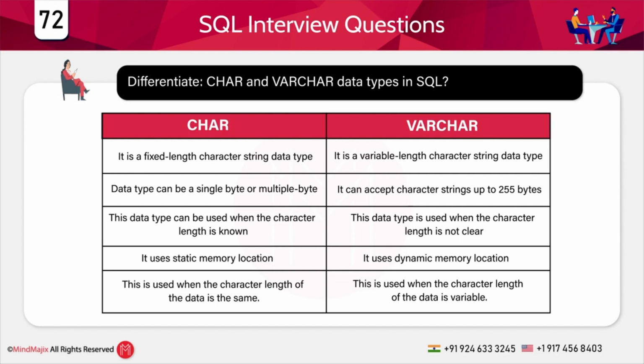The char data type can be used when the length of the character is known, whereas varchar data type is used when the character length is not known beforehand or it is not clear. The char data type uses static memory location, whereas the varchar data type uses dynamic memory location. So char data type is used when the character length of the data is the same, and varchar data type is used when the character length of the data is variable or not the same.